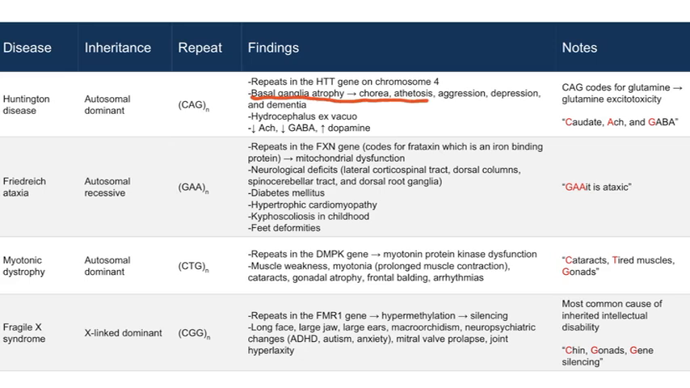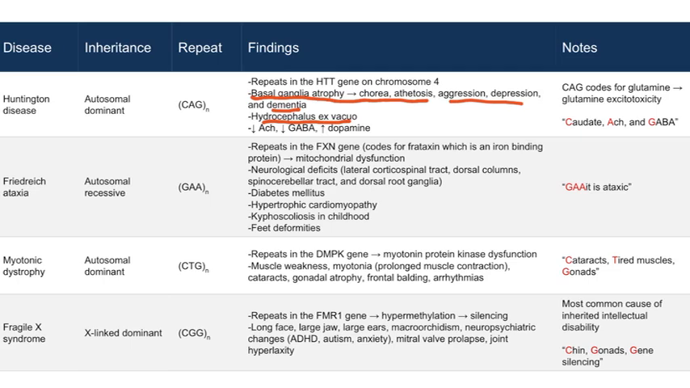From the table, we can see that basal ganglia atrophy leads to chorea and athetosis. Chorea is characterized by involuntary abrupt movements of the face, trunk, and limbs, and athetosis is characterized by writhing hand movements. Because the brain is affected, it should be no surprise that this disease can also cause psychiatric changes, such as aggression, depression, and dementia. We talk about this idea more in neurology, but atrophy of the brain can cause the ventricles to expand, which results in a condition known as hydrocephalus ex vacuo.